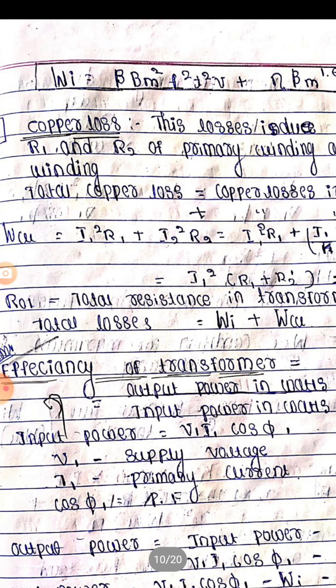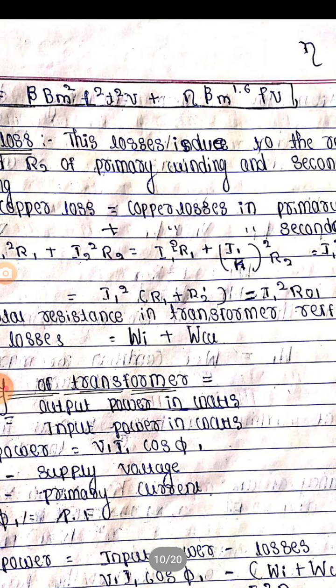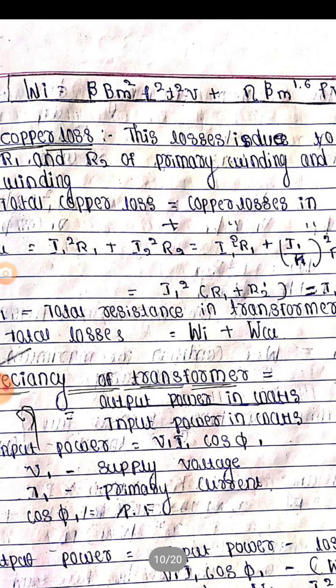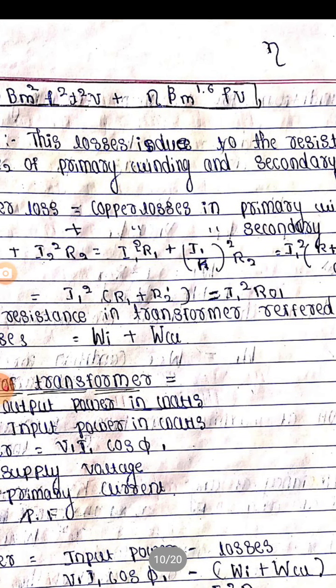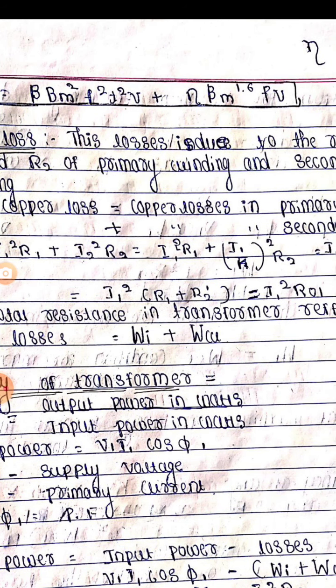So next loss is copper loss. This copper loss we also call variable loss. This loss occurs due to the primary and secondary resistance. The total copper loss is equal to copper loss in the primary winding plus copper loss in the secondary winding. The loss in the primary winding is I1 square R1, where R1 is the resistance of the primary winding. Similarly, the loss in the secondary winding is equal to I2 square into R2.